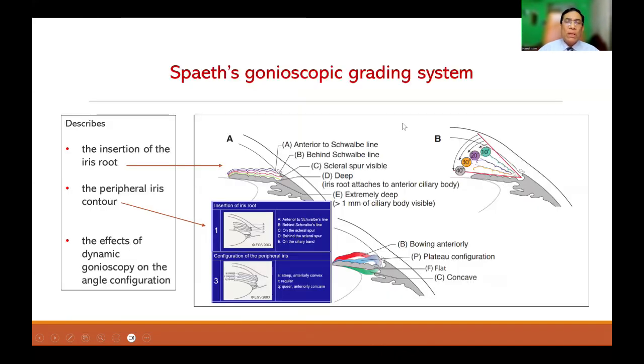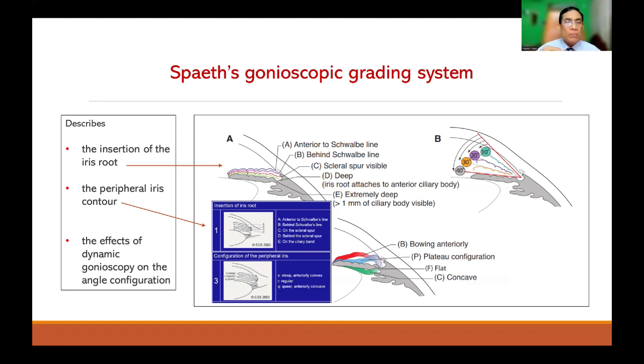Grading is more important, especially the insertion of the iris. If it is anterior to the Schwalbe's line, it's called A. And behind it, it's called B. C is for the scleral spur, at the scleral spur. It is deep when it is behind, in front of the scleral spur, and extremely deep when the ciliary body is visible. So this is the way it is classified: A, B, C, D, E.